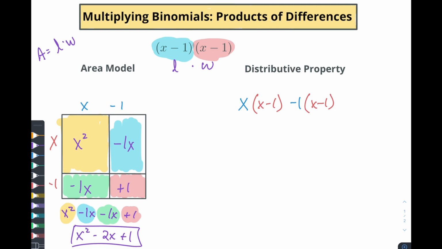And when I start multiplying these two things together, x times x is x squared. X times negative 1 is a negative 1x. Negative 1 times x is another negative 1x. And then, of course, negative 1 times a negative 1 is a positive 1. And you can, of course, see that these two things are exactly the same. Two different methods to solve the same problem. You pick and choose whatever makes sense to you.